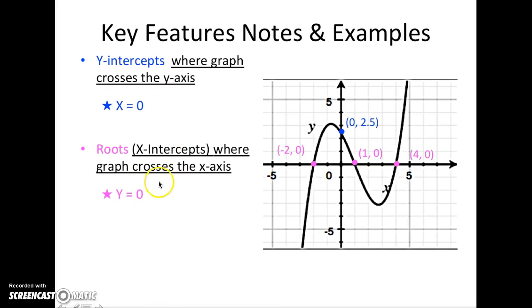And just like with the y-intercepts, for the roots, knowing that y is equal to 0 is something that you can apply to answer higher order questions. This is especially crucial in Unit 2, which is an up-and-coming unit.